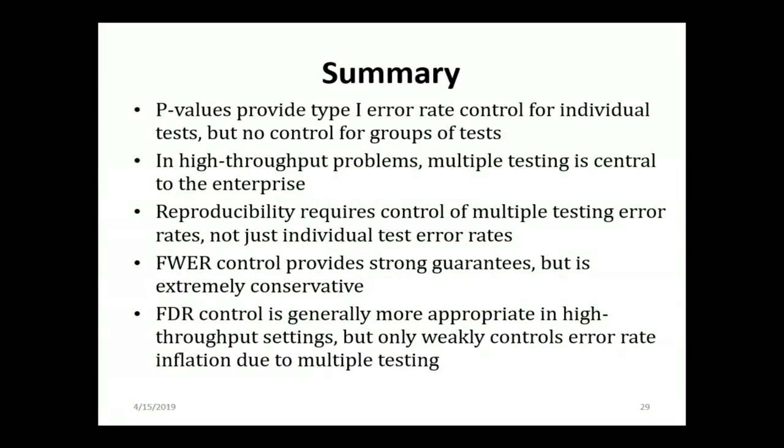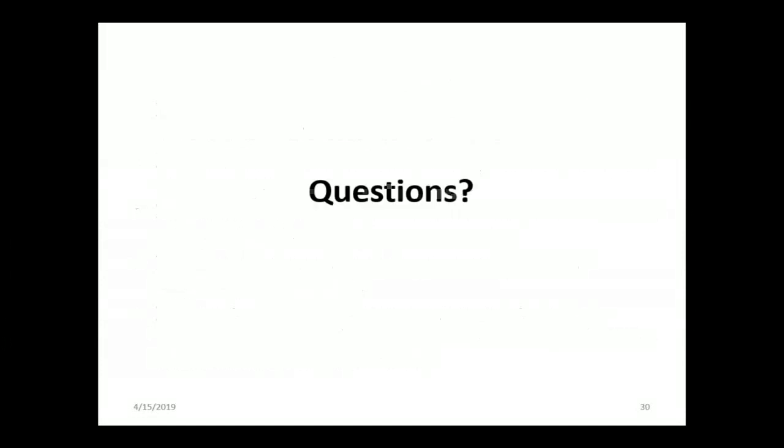The false discovery rate is a lot more forgiving and it's a lot more appropriate for high throughput settings, but it's important to understand that it's a weak sort of control, and that in any given data set, you may actually have quite a high error rate, even if you've exerted some level of false discovery control. And so that's all I have. Any questions?